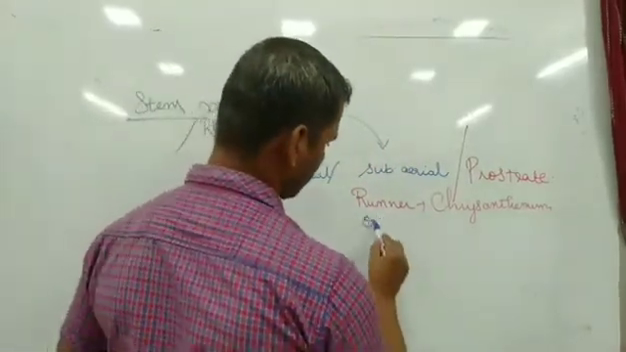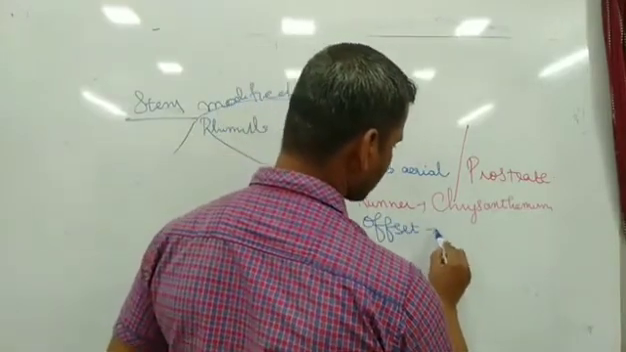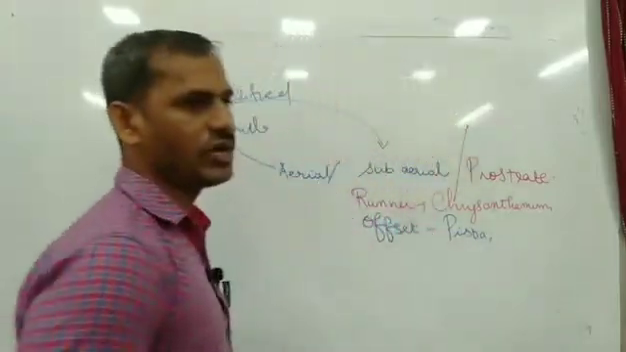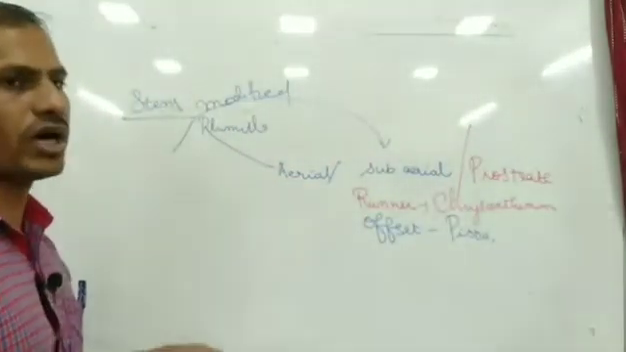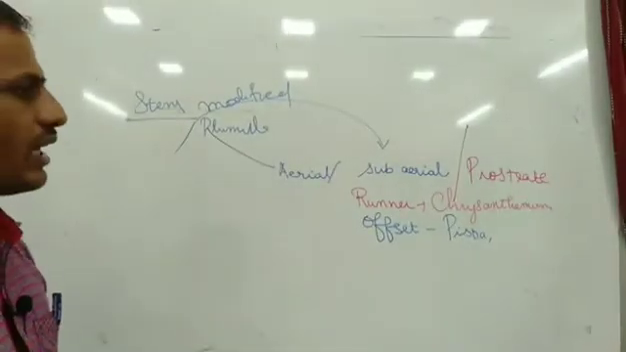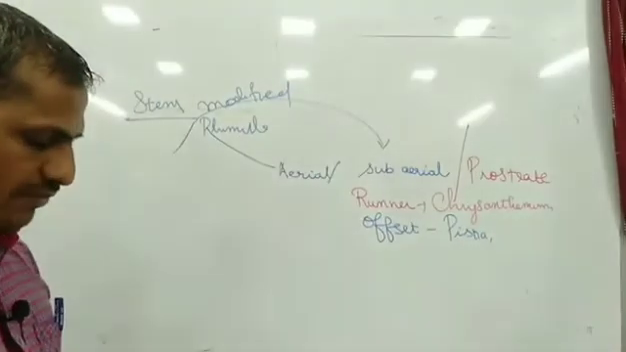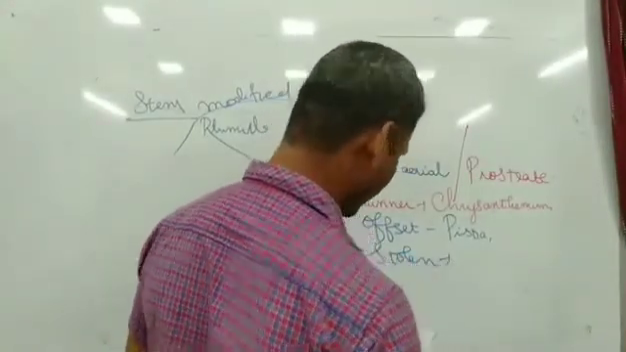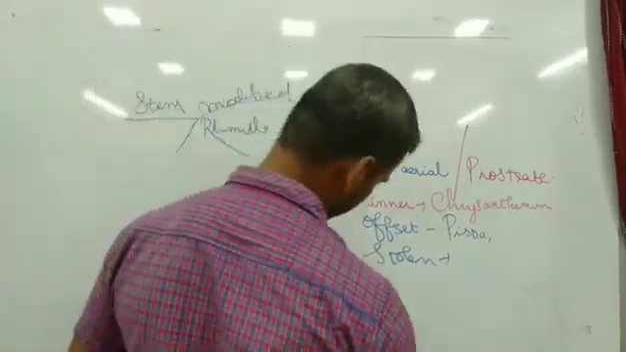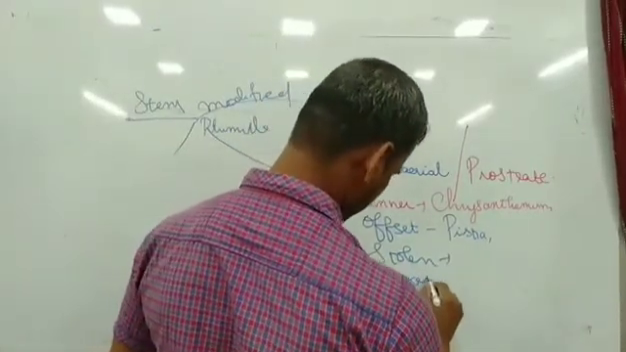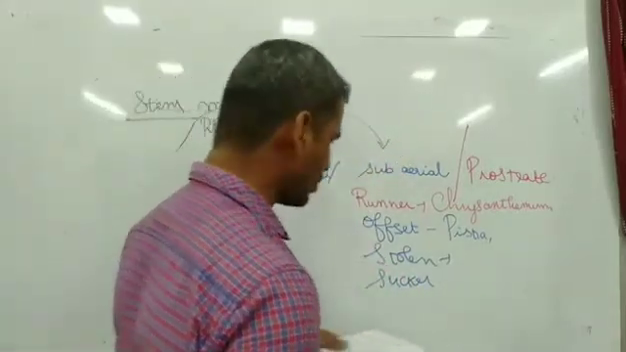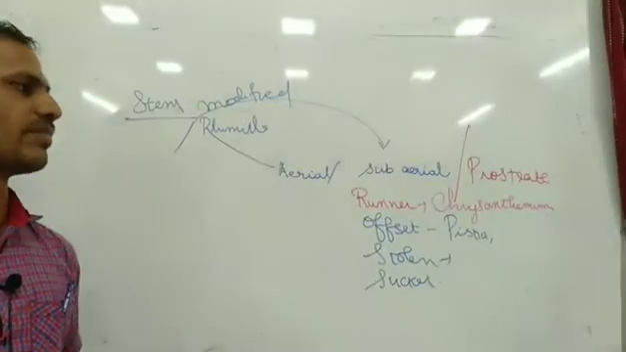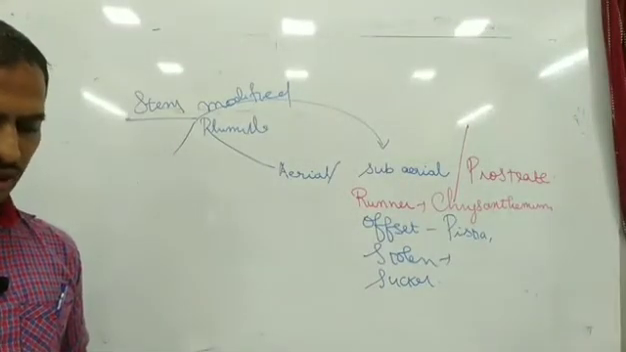Next, offset. Offset occurs in Pistia, or in Eichhornia, a hydrophytic plant which is very common. Offset is for floating on the water. So Eichhornia also is an example for offset. Stolon, okay, stolon, sucker. So these are the very common things which occur in the subaerial modifications.